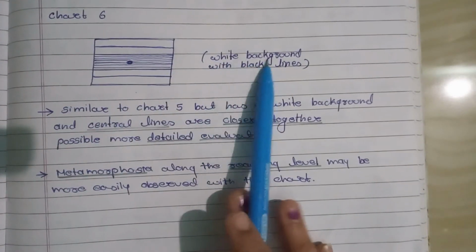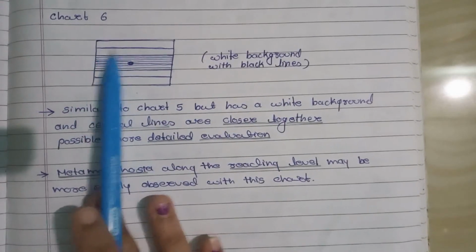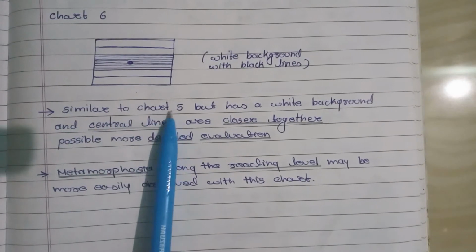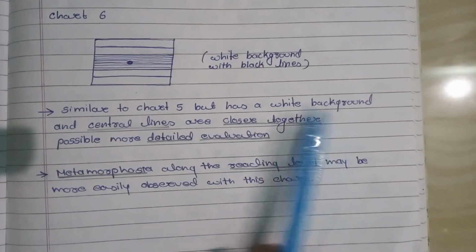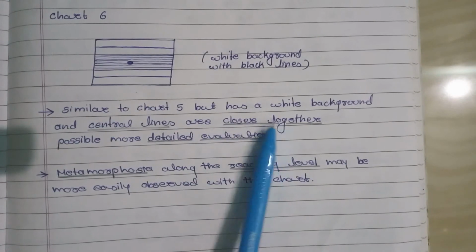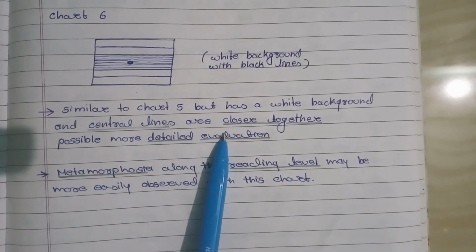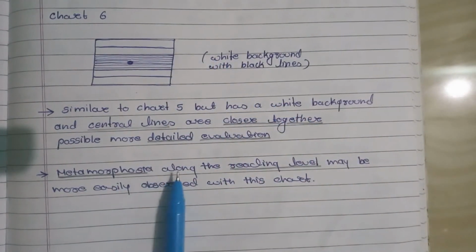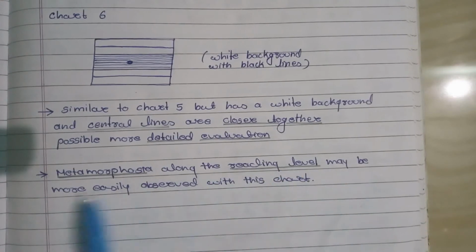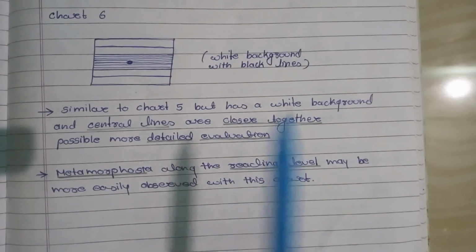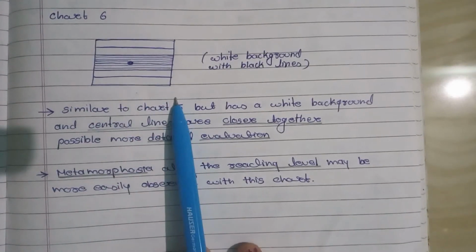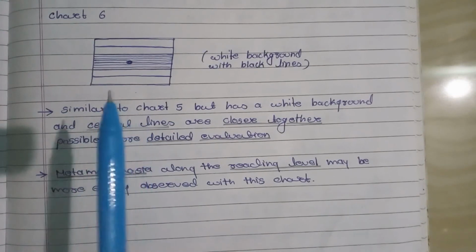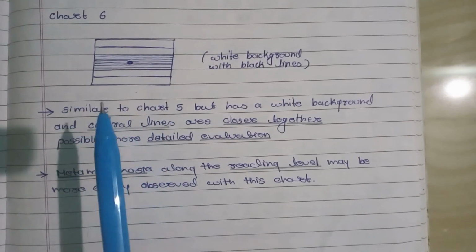There is a white background with black lines. See, the background is white, but there is the presence of black lines. Similar to chart 5, but it has a white background and the central lines are close together, allowing more detailed evaluation. See, the central lines are close together. Metamorphopsia along the reading level may be more easily observed in this chart, which is chart 6.